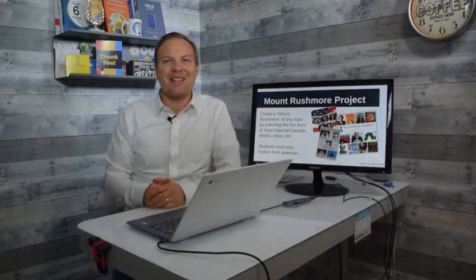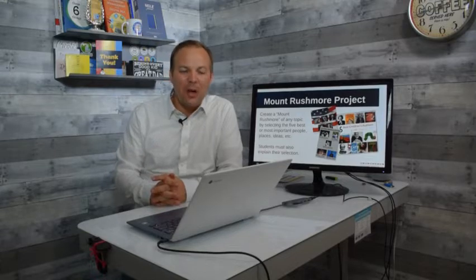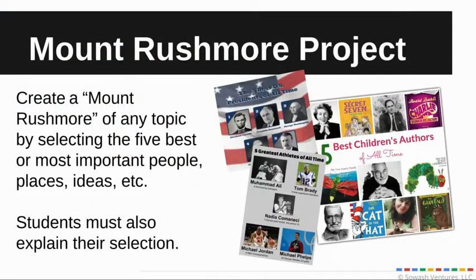This is one of my favorite projects. This is a challenging one. It looks very simple, but ends up being quite difficult. I call it the Mount Rushmore project. The idea is that you require students to pick the 5 most important whatevers of what you're studying. So if you're studying the Civil War, who are the 5 most important figures of the Civil War, or the 5 most important battles of the Civil War? If you're studying genetics, what are the 5 most important discoveries in the field of genetics over the last 50 years? What are the 5 most important historical events of a particular period of time?